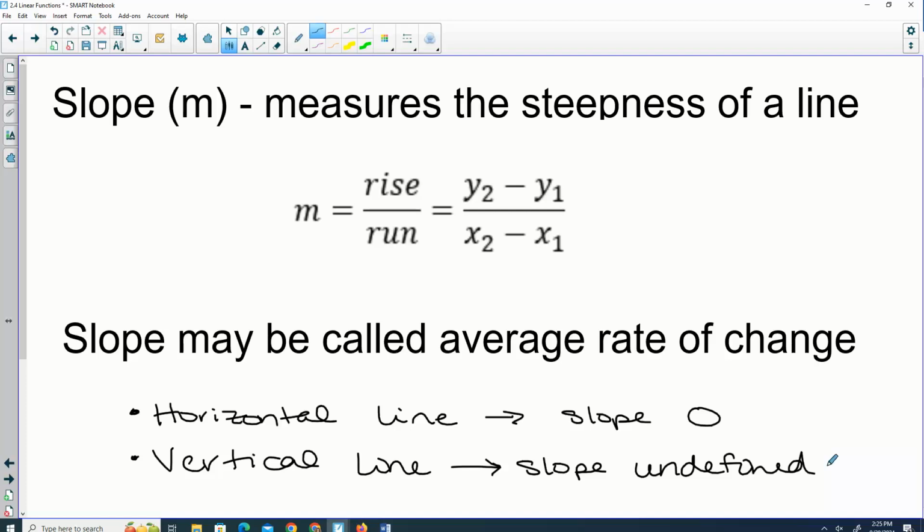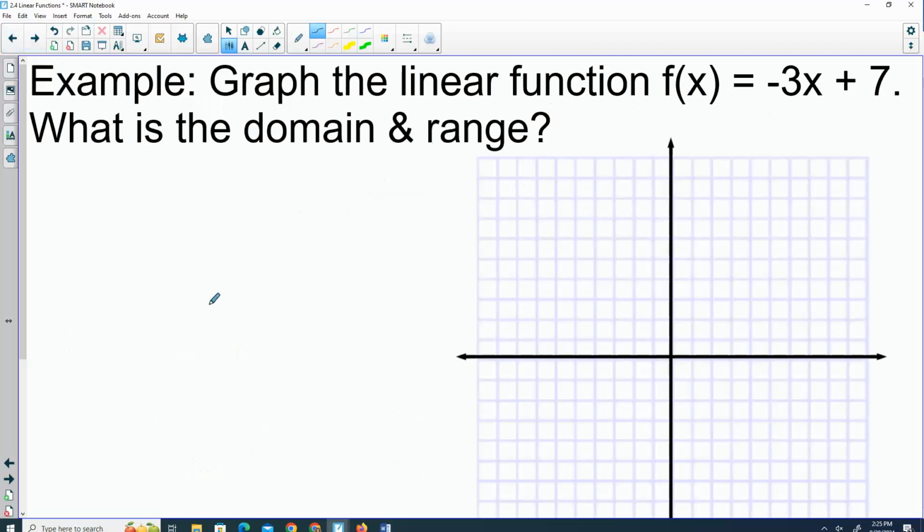How to graph lines. Okay. Unfortunately, you are all grown up now, so I don't print graph paper for you anymore. So you have to draw your own graphs. Life just became rough. Sorry. But if I asked you to graph f of x equals negative 3x plus 7.